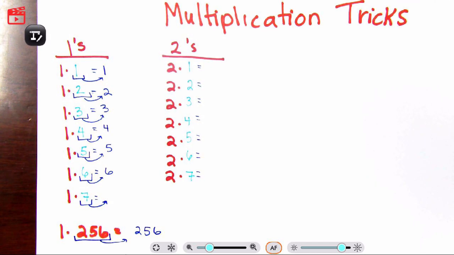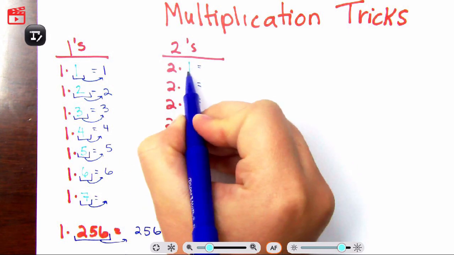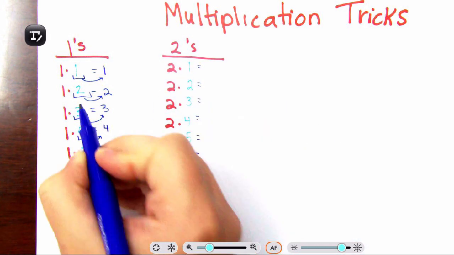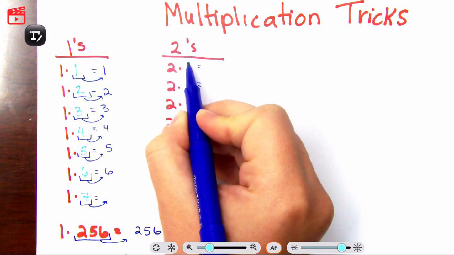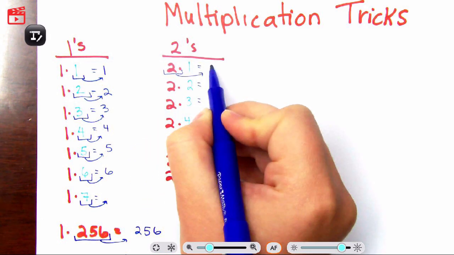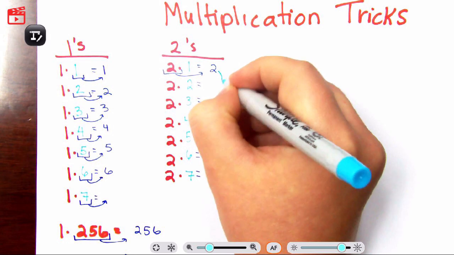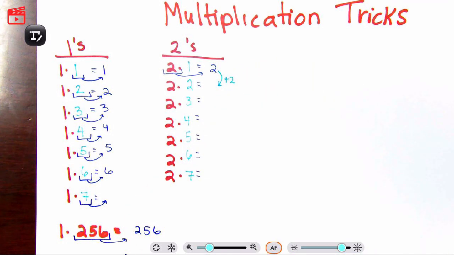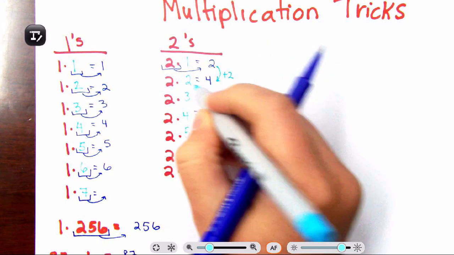Whenever you're multiplying by 2, the easiest way to think of 2 is by adding 2 to the previous number. So for example, we know anything times 1. Do you see how there's a 1 here? And here's 1 times 2, which is the same thing as 2 times 1. Anything multiplied by 1 is that number. So I'm going to start out with 2. Then I'm going to add 2 to the previous answer. So 2 plus 2 is 4. So 2 times 2 is 4.